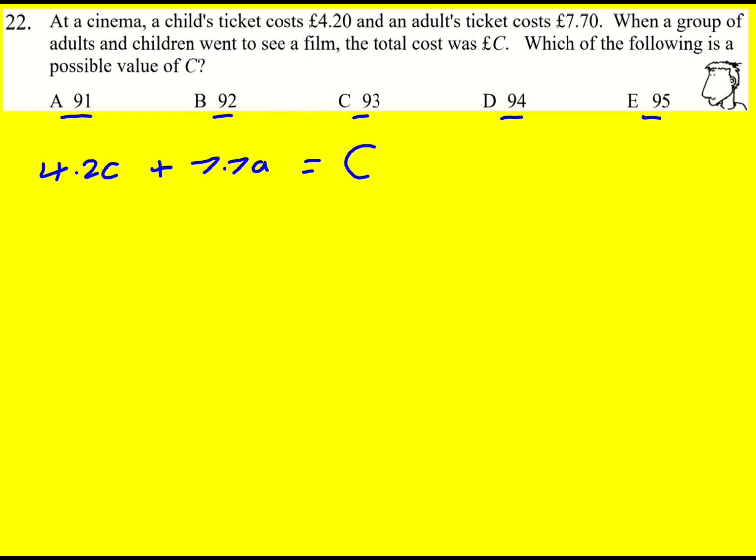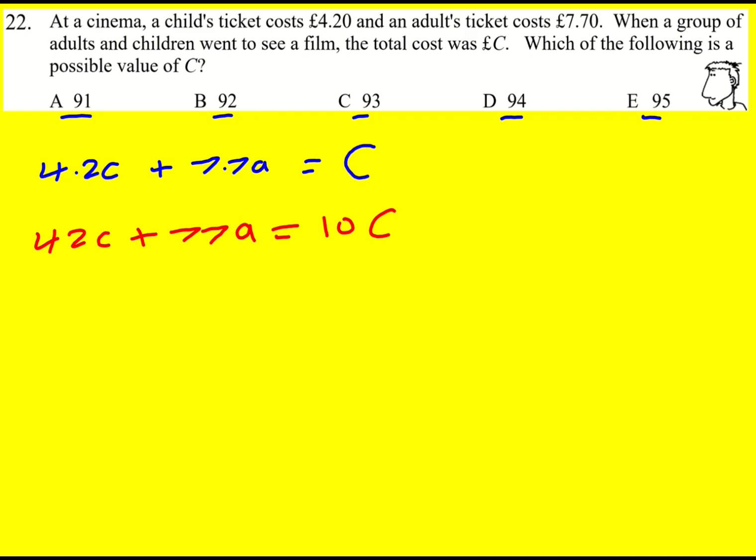The first thing I'm going to do is get rid of the decimals, actually. I'm going to basically turn it into pence. I could just times through by 10, actually. And do you know what? I'm going to change my mind and do that. So 42c plus 77a is going to equal 10 times capital C. Because it's a little bit easier from this.